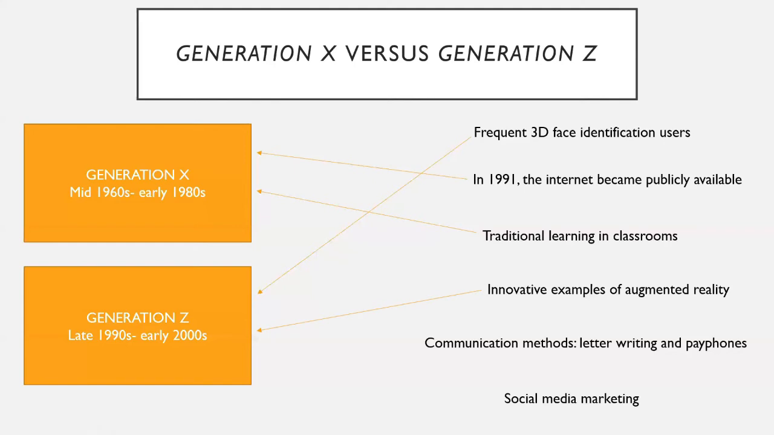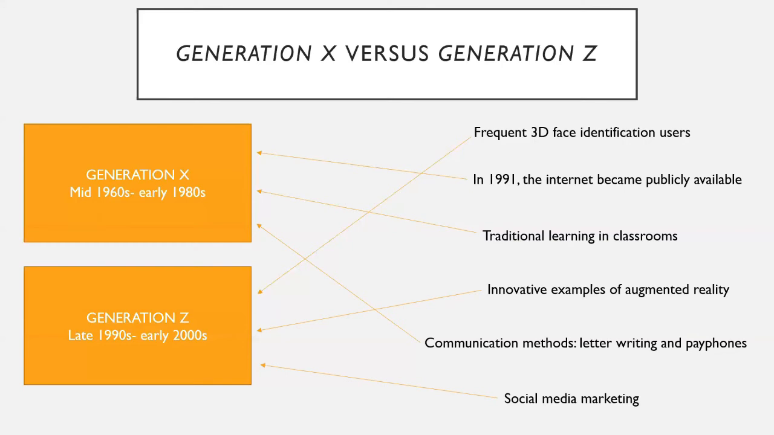That's you guys. And then next one, communication methods. Which generation made use of writing letters and using payphones? I would go for Generation X. So the last one, social media marketing. I would say the generation that uses social media marketing more is definitely Generation Z, okay?